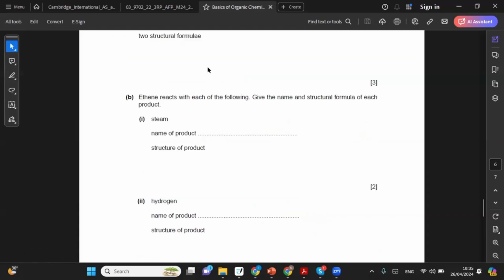Now, for this question, I want you guys to tell me what you think the answer is. Ethene reacts with each of the following. Give the name and structural formula of each product. Steam. In fact, it's not mentioned in the question, but I also want you guys to tell me what the condition is, what the catalysts are, the temperature. What is going to be my product? Can somebody please tell me that first? If ethene will react with steam?